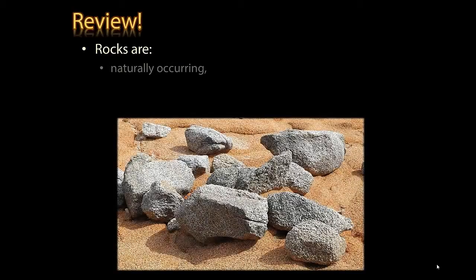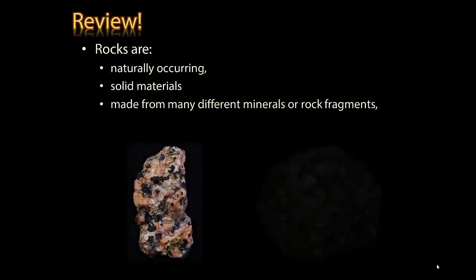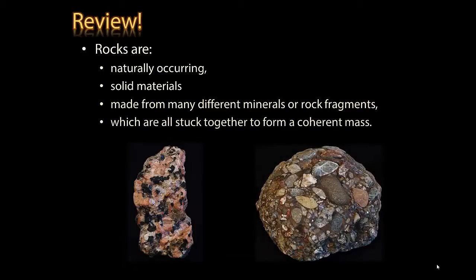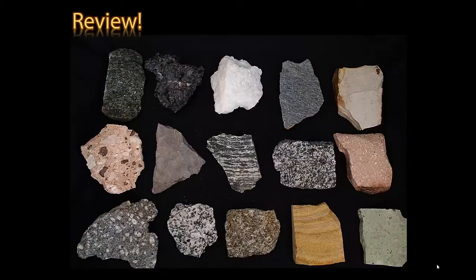All right, it's time to review what we've learned today. Rocks are naturally occurring solid materials that are made of a bunch of different minerals or rock fragments that are randomly stuck together to form a coherent mass. In other words, rocks are made up of pieces of stuff that don't all fall apart when you try to pick them up. There are dozens of different types of rocks out there, and we classify them according to what they are made out of and how they are formed.